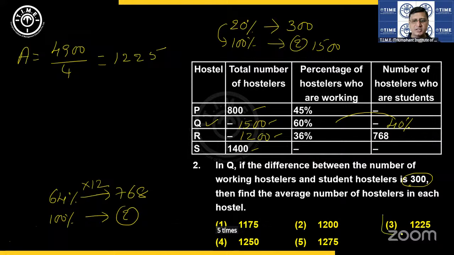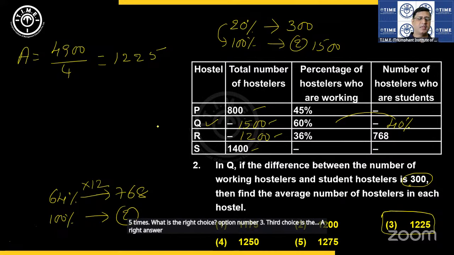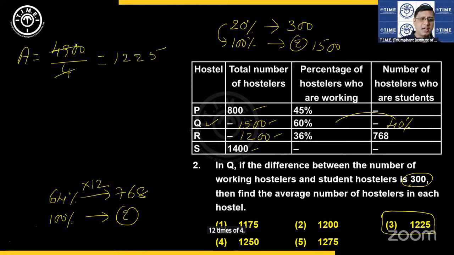What is the right choice? Option number 3. The third choice is the right answer. 12 times of 4, that is 48. 100 means 4 into 25. The result is 1225. Option number 3. The third choice is the right answer.